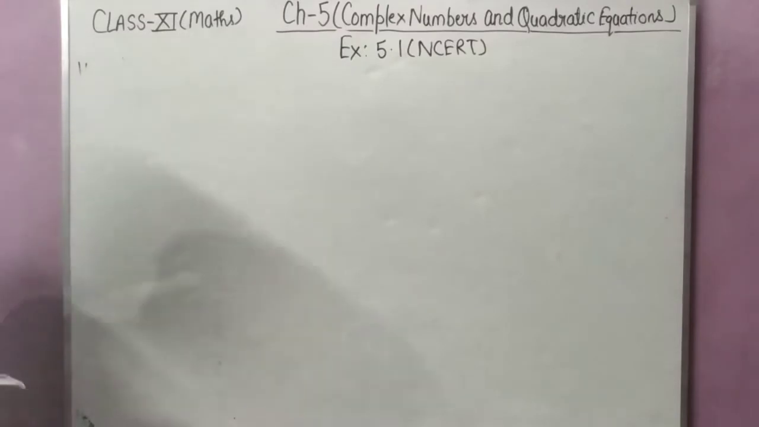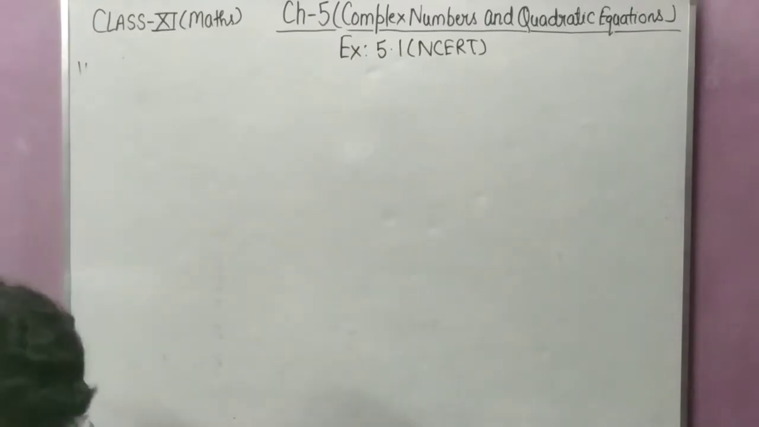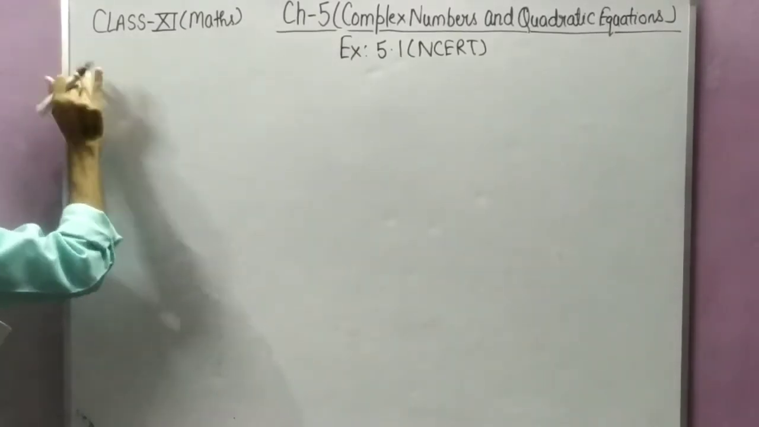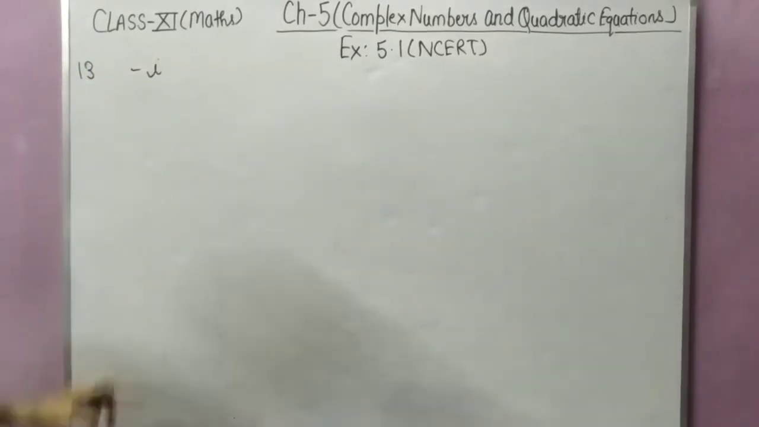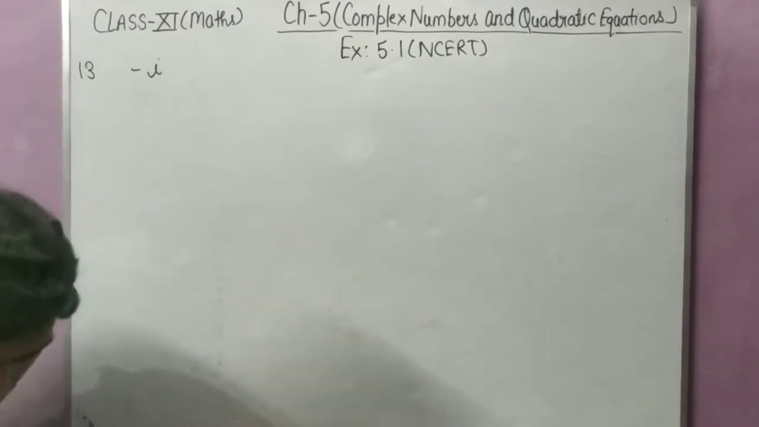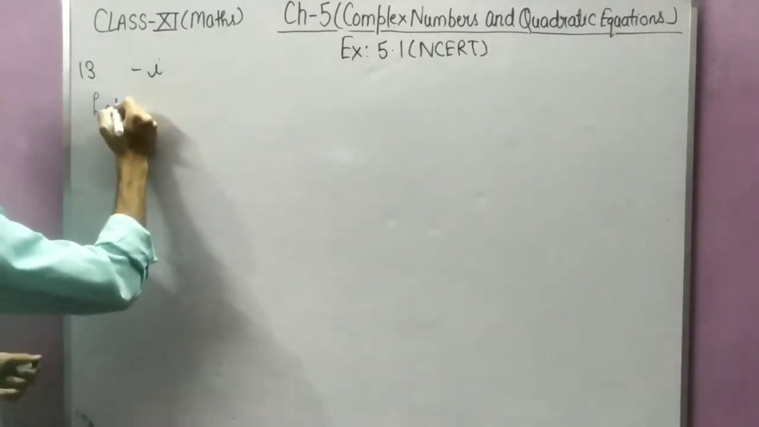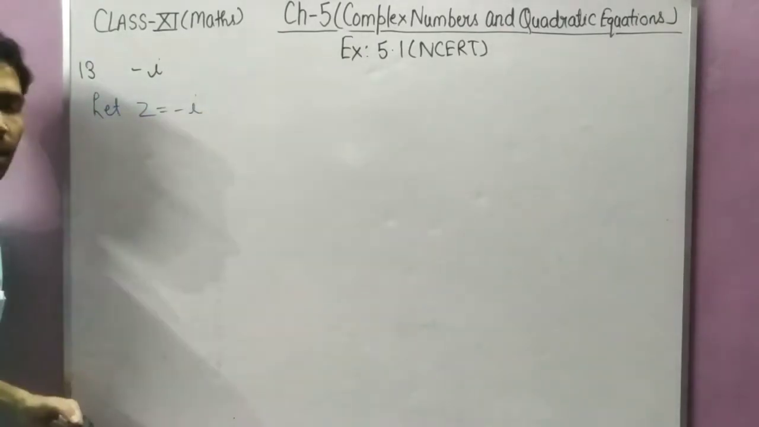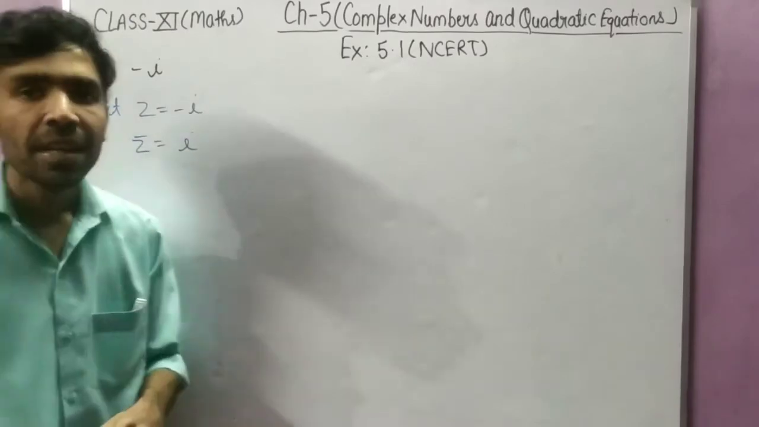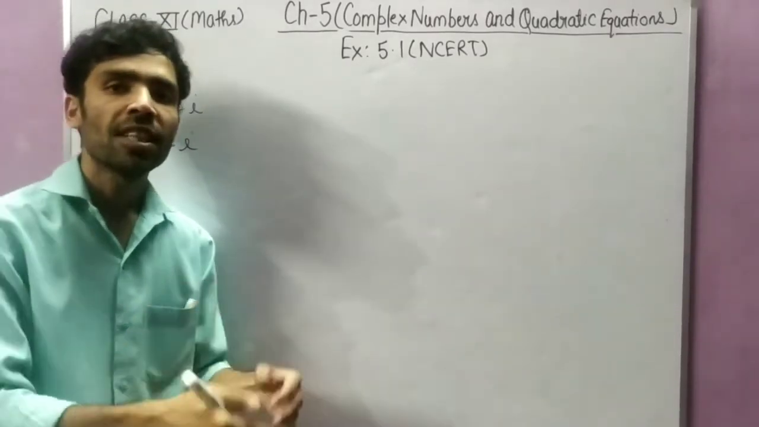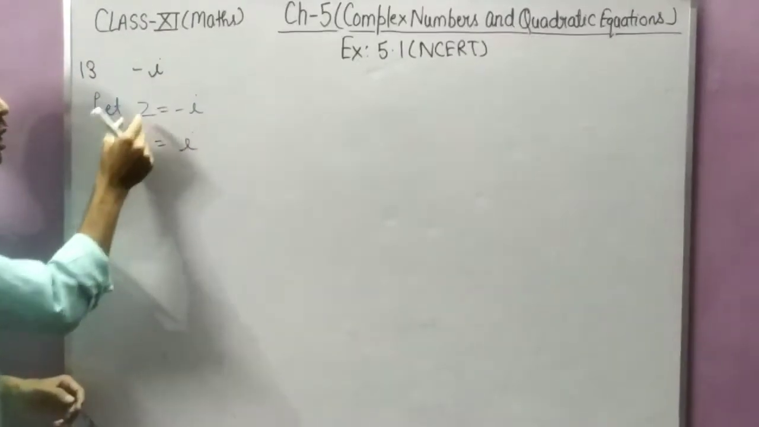Now student, question number 13 of exercise 5.1, that is minus i. Okay. So you have to find the multiplicative inverse of minus i. So see student, again assume it, let z equal to minus i. It is a complex number z. So what will be its conjugate? Its conjugate will be plus i. I told you, whenever we write the conjugate, we just change the sign of the imaginary part. Okay. So if z equal to minus i, then the conjugate of z will be plus i.